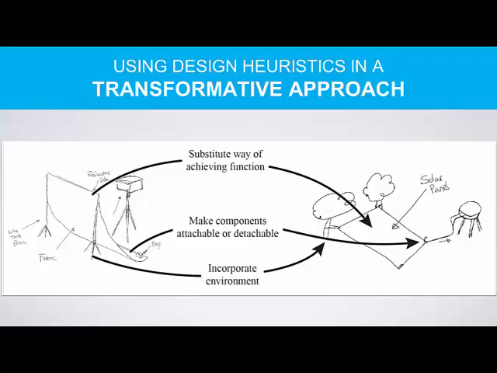In the first concept, the designer stabilized the fabric to the ground. To generate the second concept, the designer used the design heuristic make components attachable or detachable, as he made the parts attachable, detachable for portability. In the first concept, he did not consider the integration of the environment. However, to develop the second concept, he applied the design heuristic incorporate environment to integrate trees as standing components.